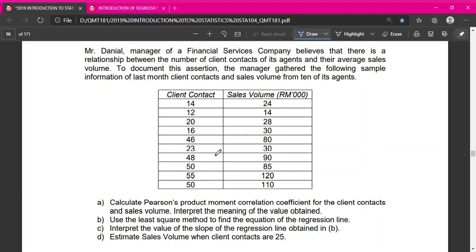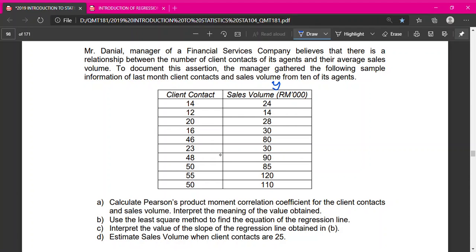First of all, you need to determine dulu which variable is dependent and which variable is independent. From here we can say that the sales volume is Y, kan? Sebab sales volume depends pada client contact, betul tak? So Y adalah sales dan client contact adalah X. It is important for you to determine the variable Y dan X very well. Sebab kalau you tertukar X dan Y, your equation juga will be wrong nanti.